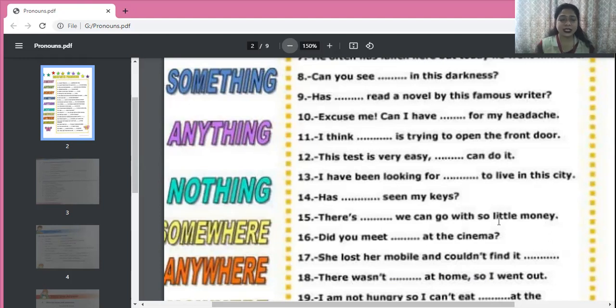Did you meet anyone at the cinema? She lost her mobile and couldn't find it anywhere. There wasn't anyone at home, so I went out.